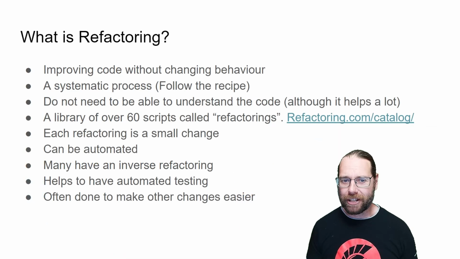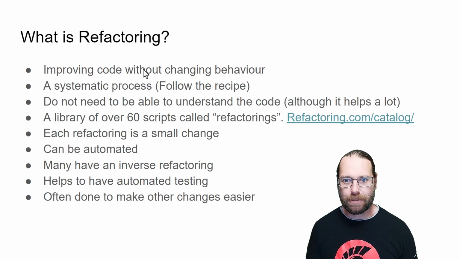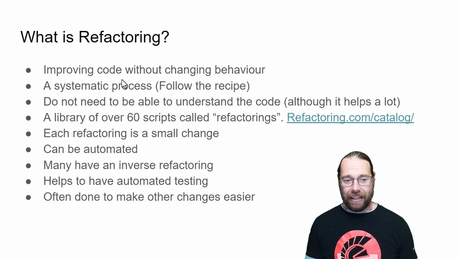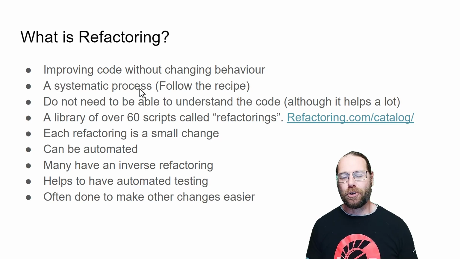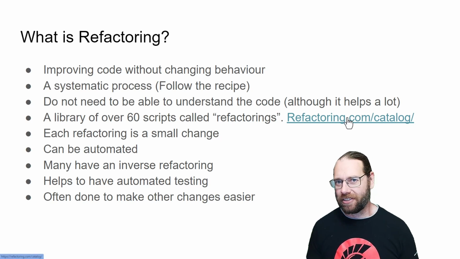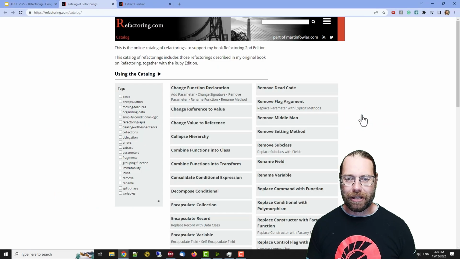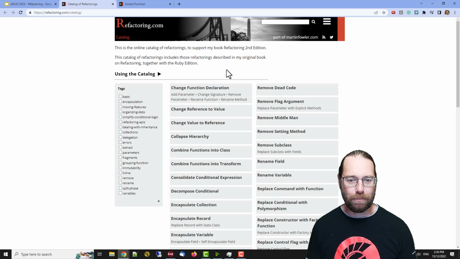So what is refactoring? Well, as this bullet point says, it's improving code without changing its behavior. And it's the process of changing rather than the change itself. So it's a systematic process. You follow a recipe, and these recipes are called refactorings. There are about 60 or 70 refactorings listed, and there's a catalog here. This is not a complete reference, but it is the list from the refactoring book.